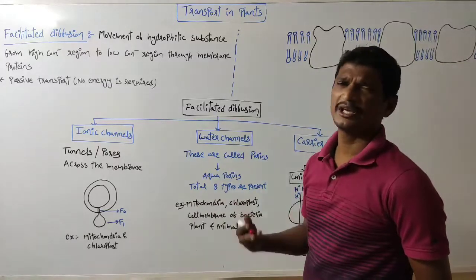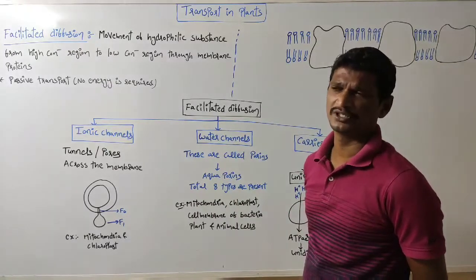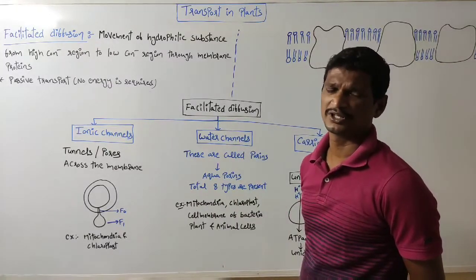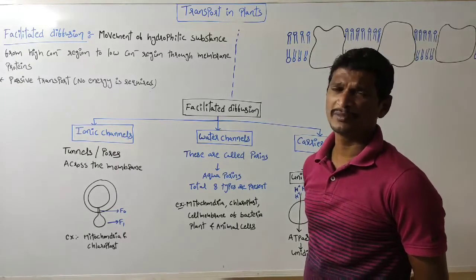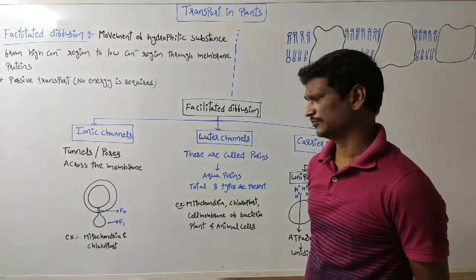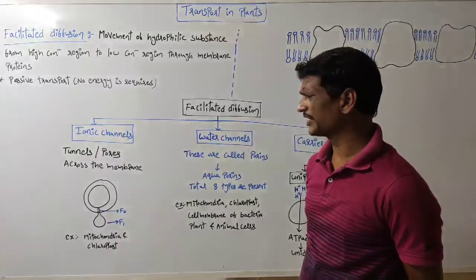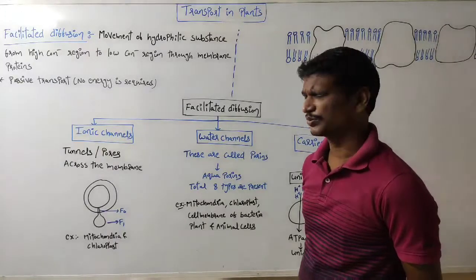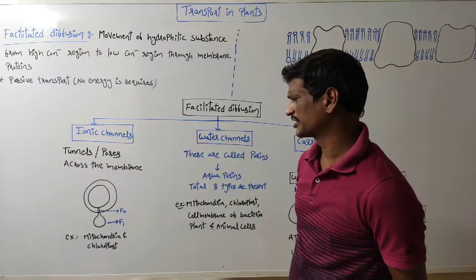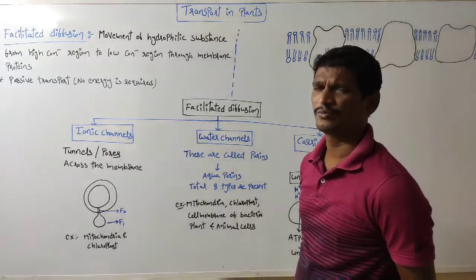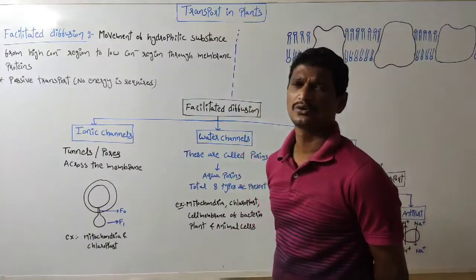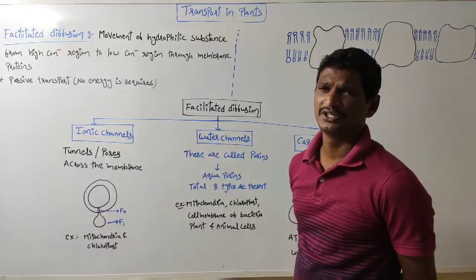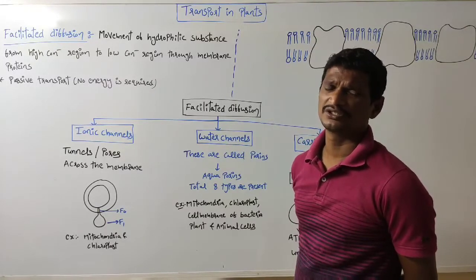Okay, different types of ions are transported. Chloride ions are transported, potassium ions are transported, sodium ions are transported. And here one of the best examples, there is an F0 and F1 part. We know about the chloroplast and the mitochondria. Within the chloroplast and the mitochondria, there is H plus ion pumping.